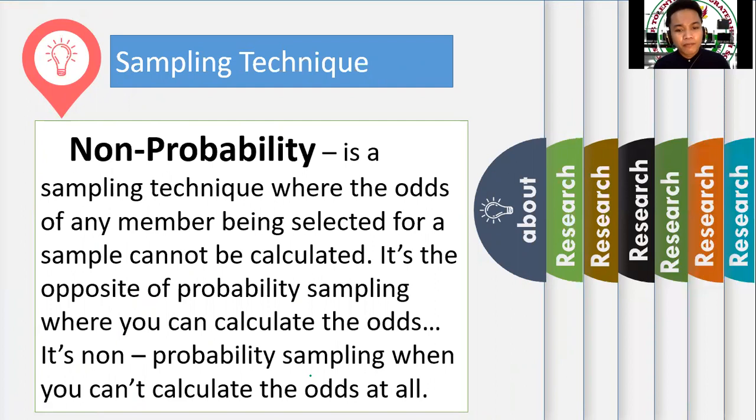It's the opposite of probability sampling where you can calculate the odds. Okay, it's non-probability sampling when you can't calculate the odds at all. So hindi ganun ka-easy siya i-calculate. So what are the examples of non-probability sampling techniques?